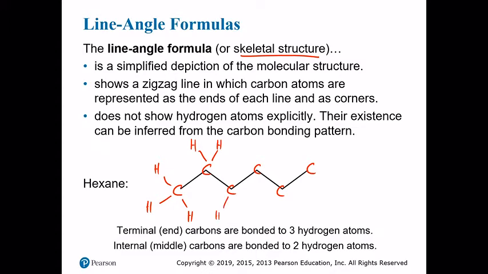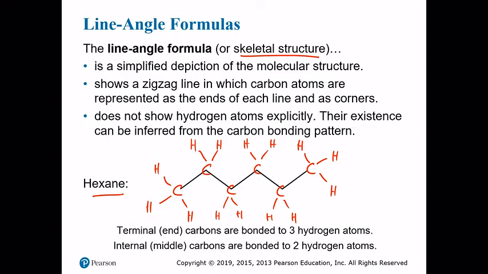Same thing for this one here, and this one here. And then at the end, we have another carbon with only 1 bond going to it, so we need to add, again, 3 bonds to that with 3 more hydrogens. So we can recreate the structure of this molecule, which is hexane, just from that zigzag line.